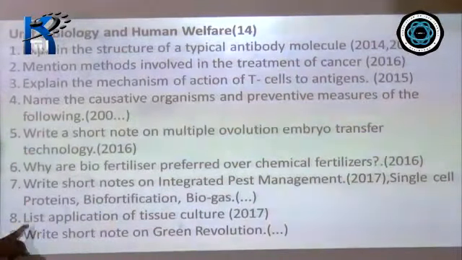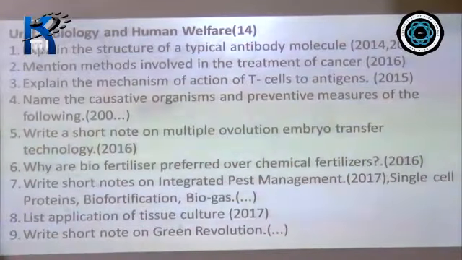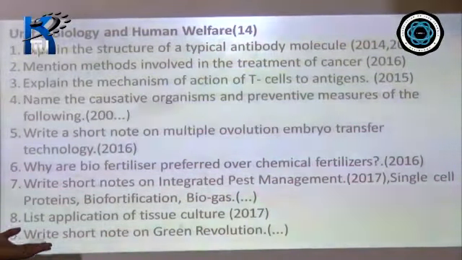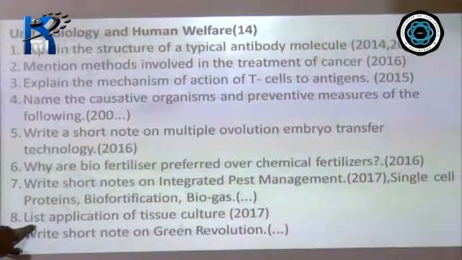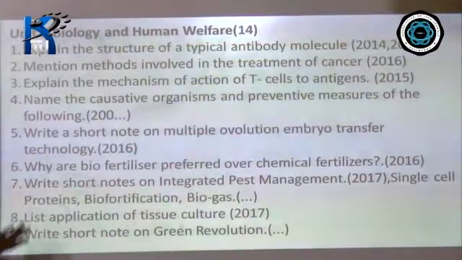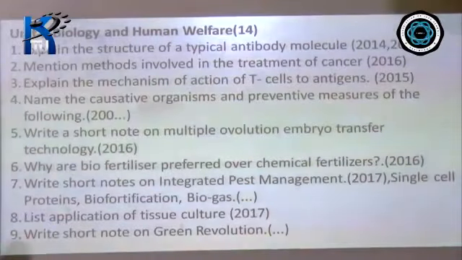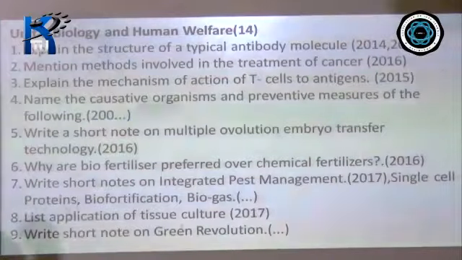Number 8, list applications of tissue culture. Why it is being used and why there is so much demand, how it is done has also come, and what the advantage is. Here the word is list the applications. I am making you acquainted with this question because I will be telling you in some questions what exactly you have to write. So first be acquainted with the type of question that has come.